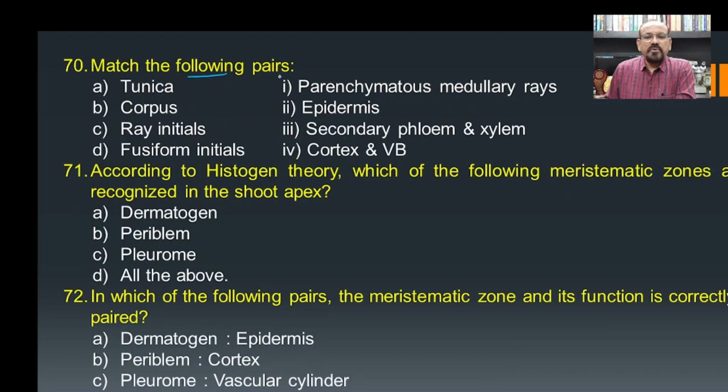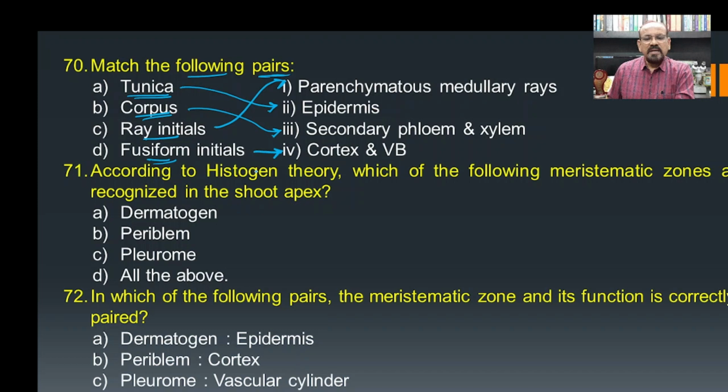Then match the following again. So the tunica, corpus, ray initials and fusiform initials. Ray initials give the parenchymatous medullary rays, fusiform gives the cortex and vascular bundles. Then tunica is responsible for the epidermis and corpus for the secondary phloem and the xylem, and hence now they are correctly paired.